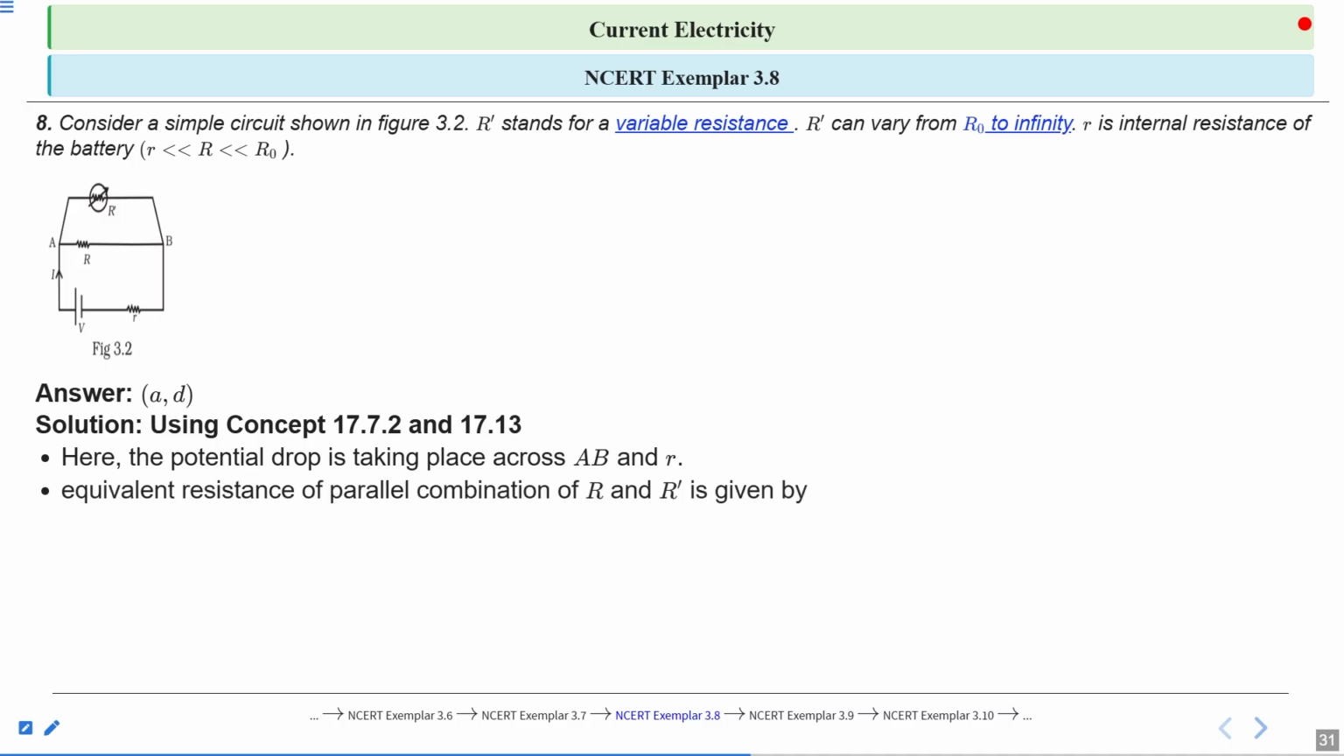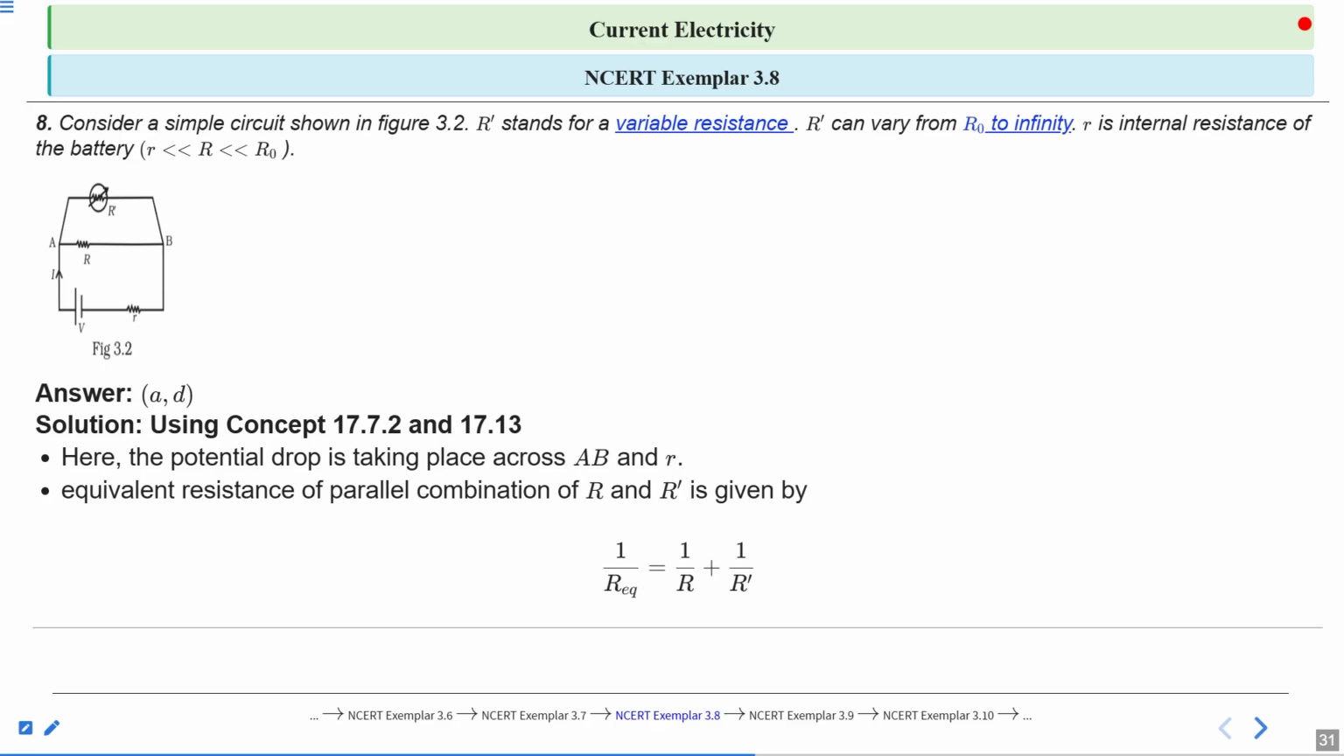The equivalent resistance of the parallel combination of R and R dash is given by 1 by R equivalent equals 1 by R plus 1 by R dash, since they are in parallel. The equivalent resistance of a parallel combination is always less than the least resistance.